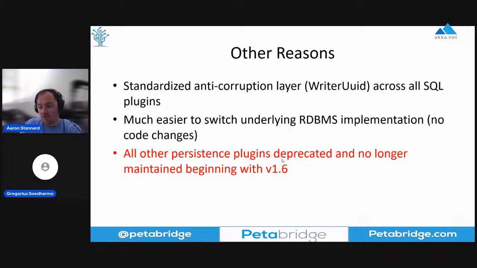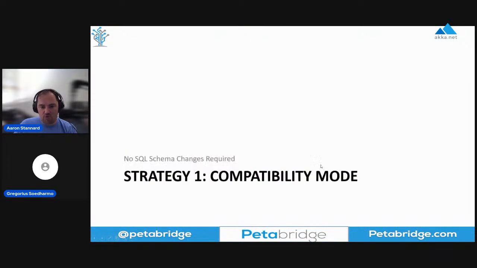But this is a good time to start taking a look at Akka.Persistence.Sql. If there's issues with it, if the upgrade paths that we've created don't properly support you, it's a good time to start letting us know about all of that. We will be furiously working to try to make sure that this works for you.